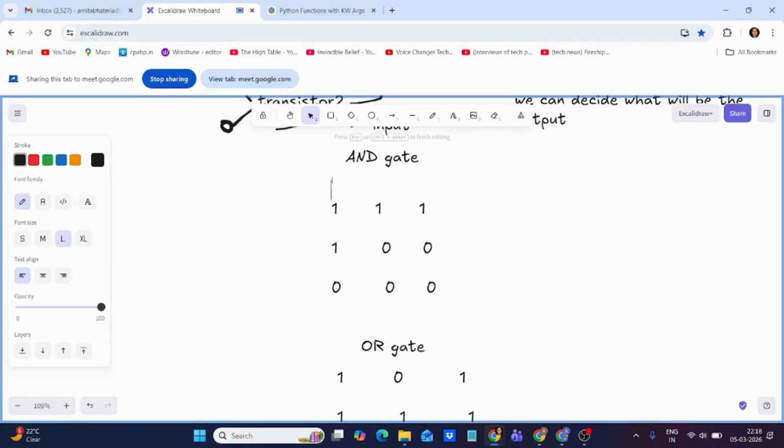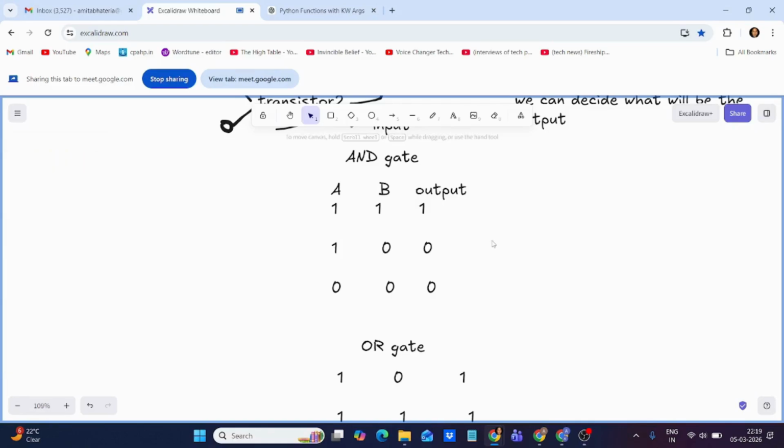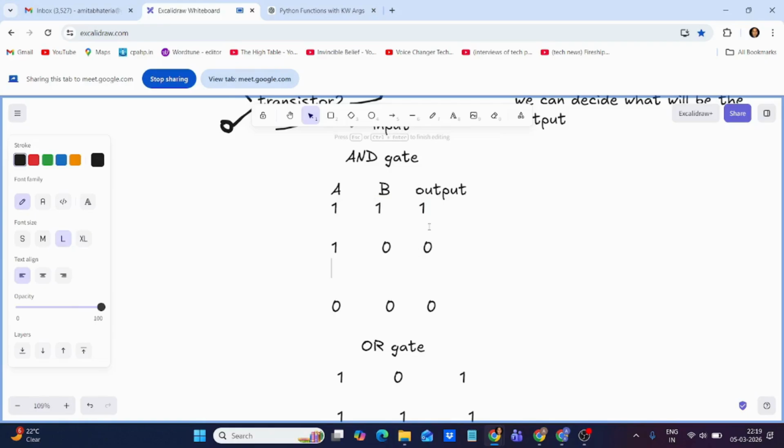Okay. So if we say that this is input A and this is input B and this is the output, what will be this table? If both the inputs are true, means A is true, B is also true, then only the output will be true. If only one input is true, right? If A is true and the other input is false, for example, one input from A is true and the other input from B is false, then the output will be false, right?